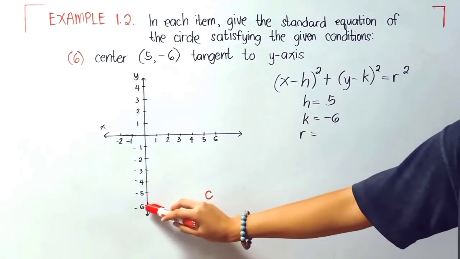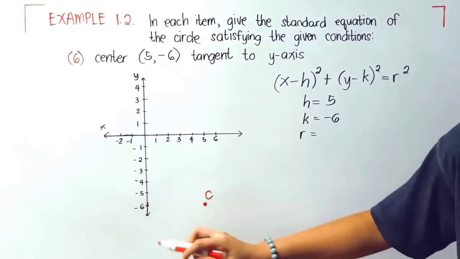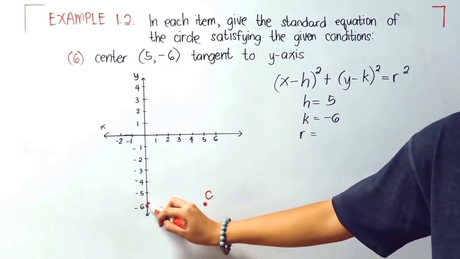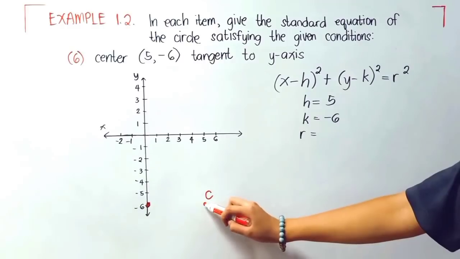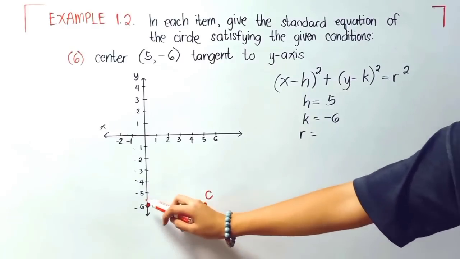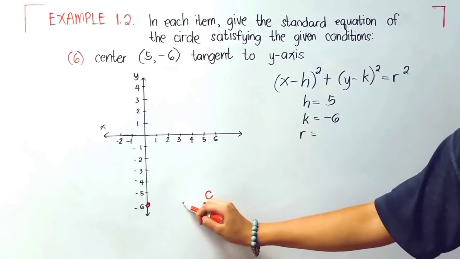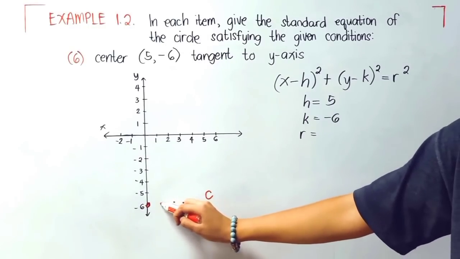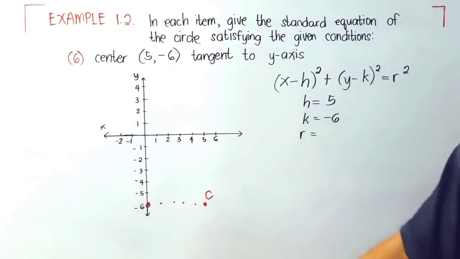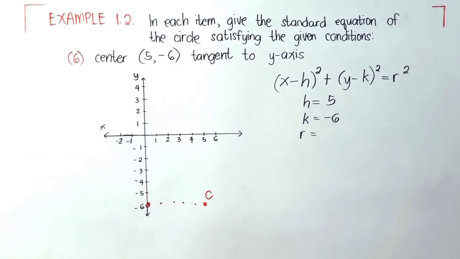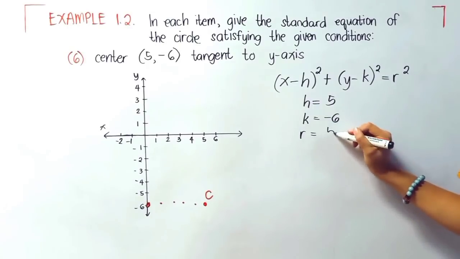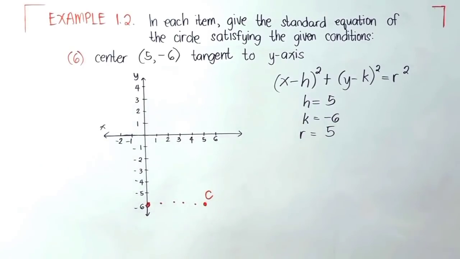So, here, I will be considering this point. So, we'll just count the number of units from the center to that point of the circle. We have 1, 2, 3, 4, and 5. Therefore, our radius here is 5. We can now substitute the values.